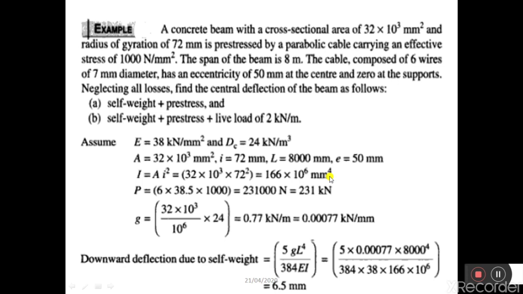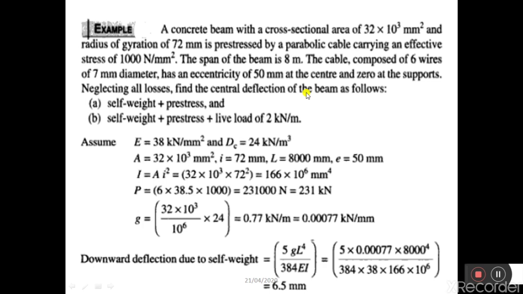So for this case, we have to determine what's the deflection due to self-weight and pre-stress, and what's the deflection due to self-weight, pre-stress and a live load of 2 kN per meter. So this problem is same as previous problem. So firstly, we know what are the formulas that we are going to use to calculate the deflections due to pre-stress, deflection due to live load and deflection due to dead load. So by remembering the formula, first we shall calculate what are the data required to substitute in the formula.